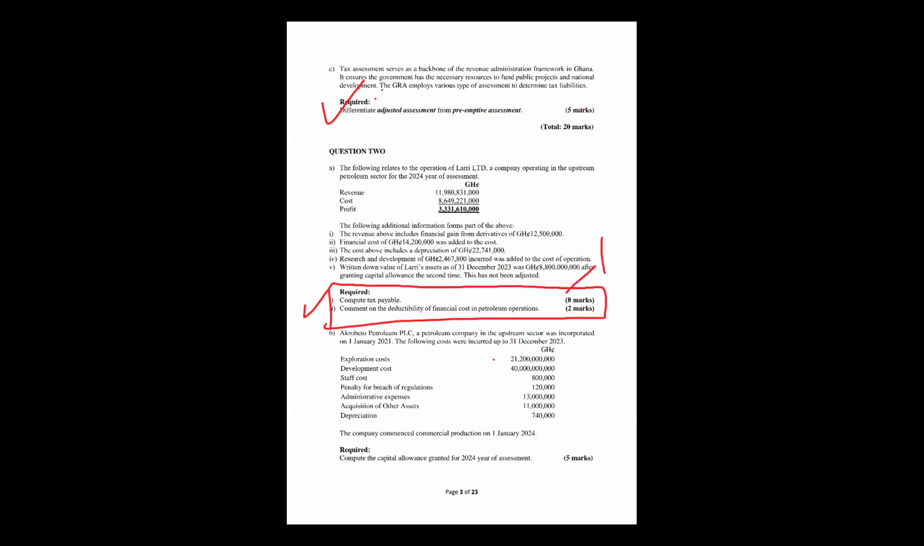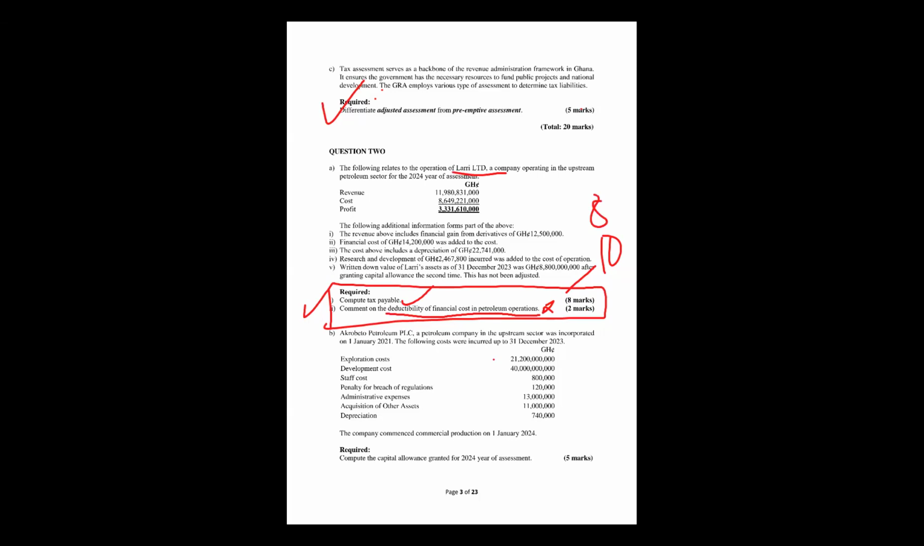This is 10 marks. Now it says compute tax payable. Comment on the deductibility of financial costs in petroleum operations. This is very cool, 2 marks. Somebody could score the 2. So the 10 marks, then which form are they talking about? It's a limited liability company. This is very easy. So even out of the 10, someone can score 8.